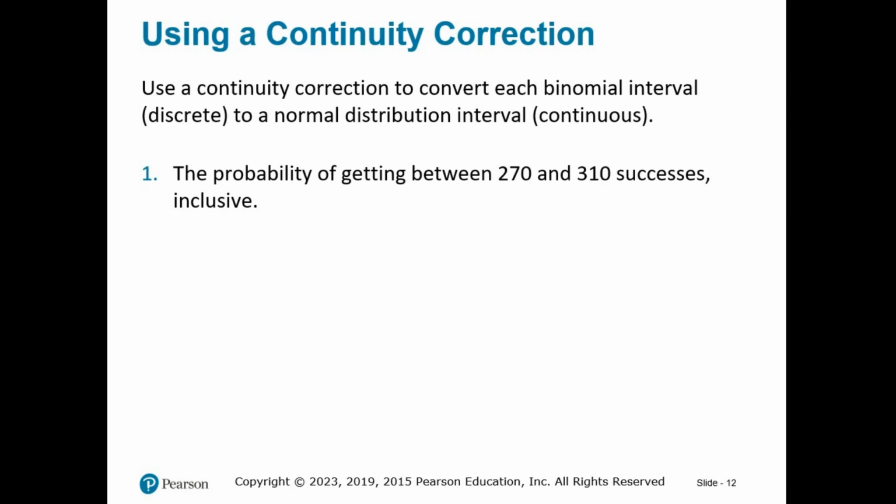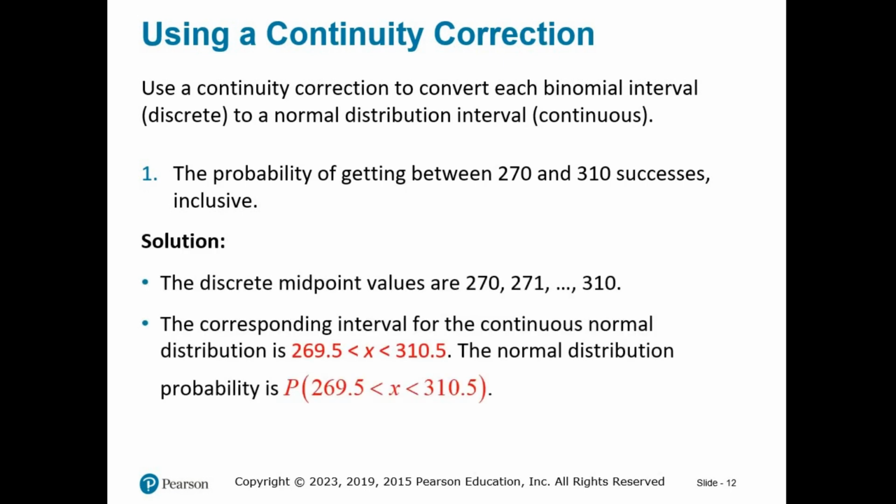Well, we just talked about subtracting 0.5 from the lower end, so 269.5, and adding 0.5 to the upper end, or 310.5, would make sense. So the corresponding midpoints are all of the points in between, including the two endpoints. So 270, 271, etc., all the way to 310, inclusive. The corresponding interval for the continuous normal distribution is 269.5 to 310.5.